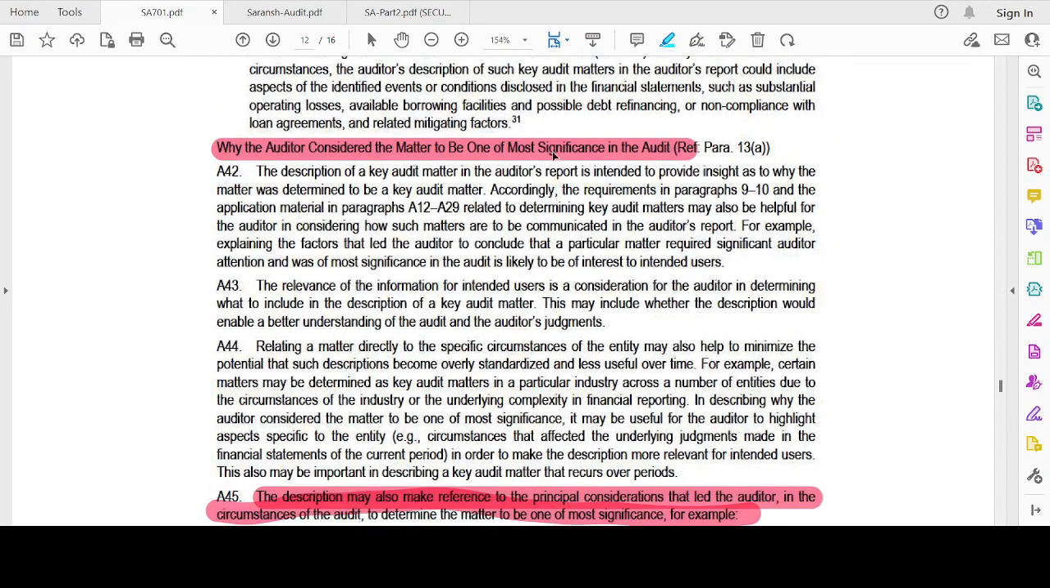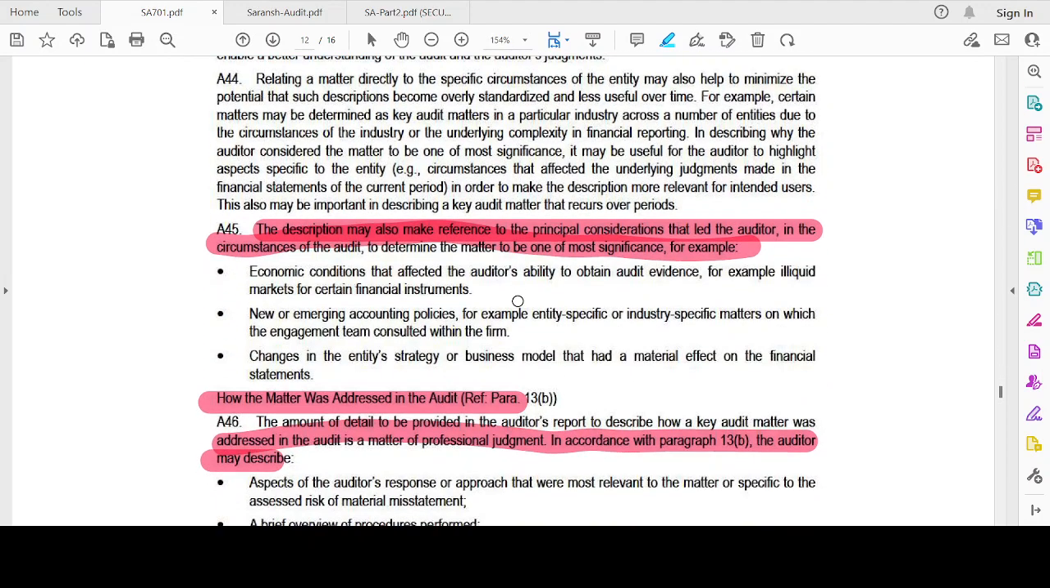Then the auditor considers the matter to be of most significance. The relevance of the information for intended users is a consideration for the auditor in determining what to include in the description. Whether it is relevant or not is to be first determined, and then only it has to be included in the key audit matter. A description may also make a reference to principal considerations that relate to the auditor's determination of the matter of most significance.